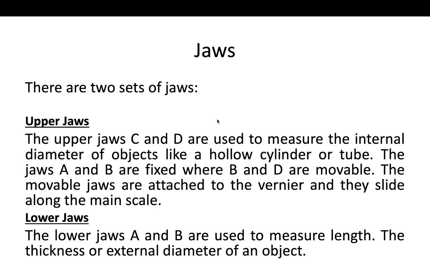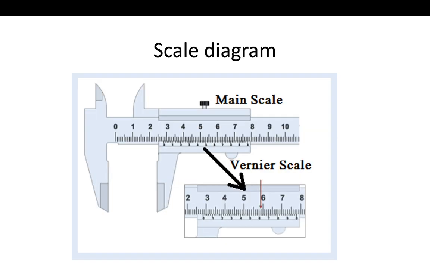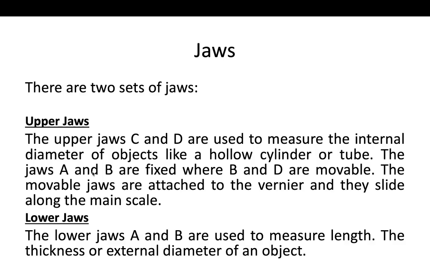Now I'll talk about the two jaws that we mentioned, these ones. These are the small jaws and these are the big jaws. The upper jaws, which I'm calling the small jaws, are used to measure the internal diameters that we already discussed, and the lower jaws are for measuring the length, thickness or external diameter of the object.